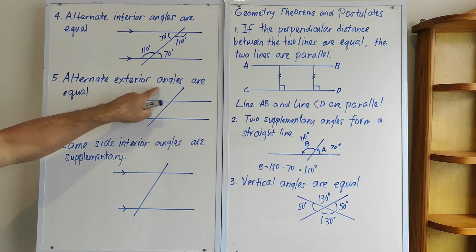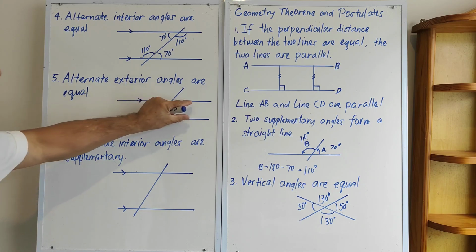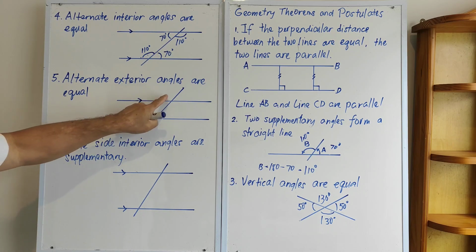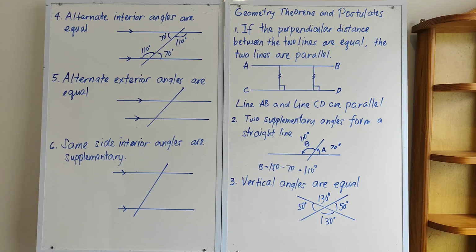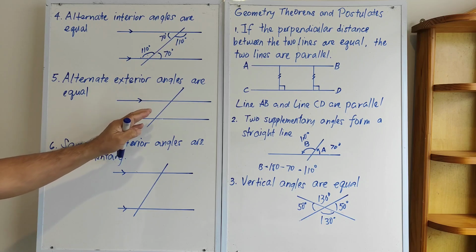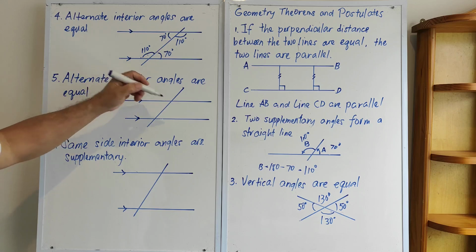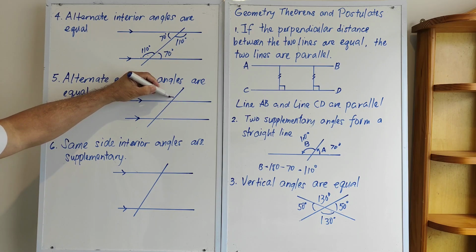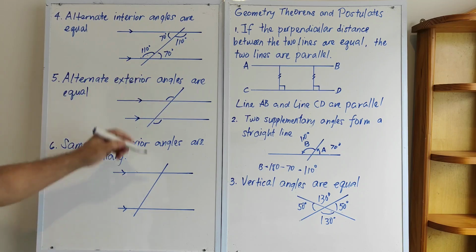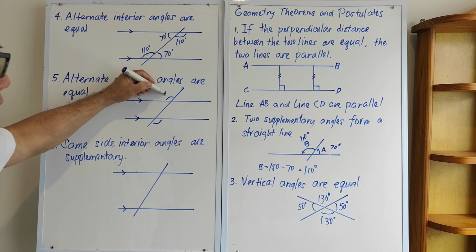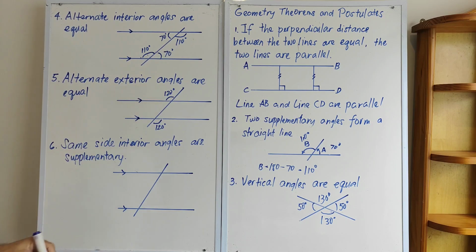Alternate exterior angles are equal. So exterior angles are angles outside the two parallel lines. So this would be this 1, 2, 3, and 4. These are all the exterior angles. So alternate means on each side of the transversal. So if, for example, this is your exterior angle, the alternate one for that one will be this one. So these two are equal. Let's say this is 120 degrees. This is also 120 degrees.